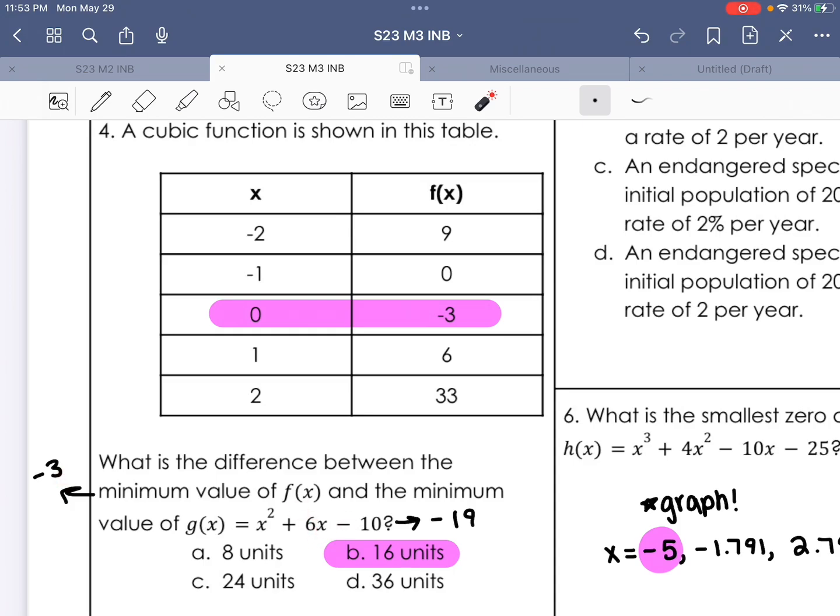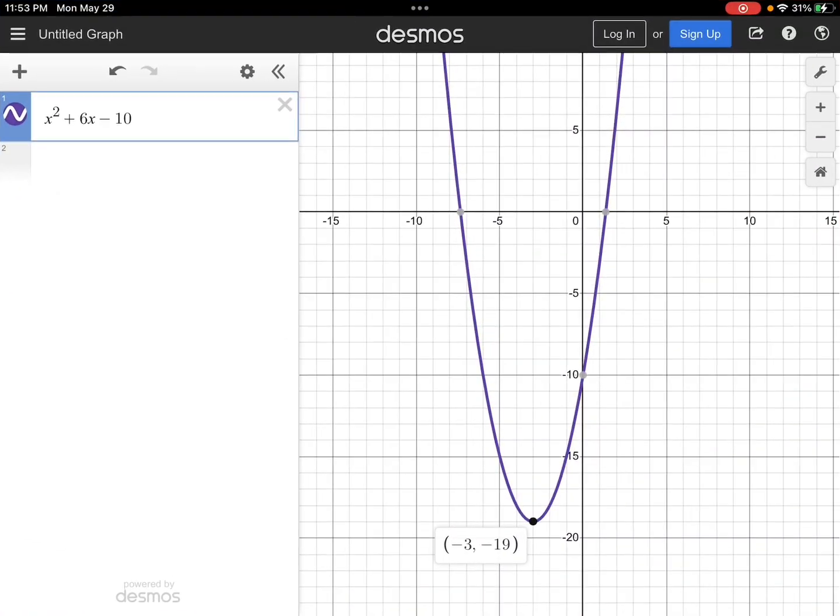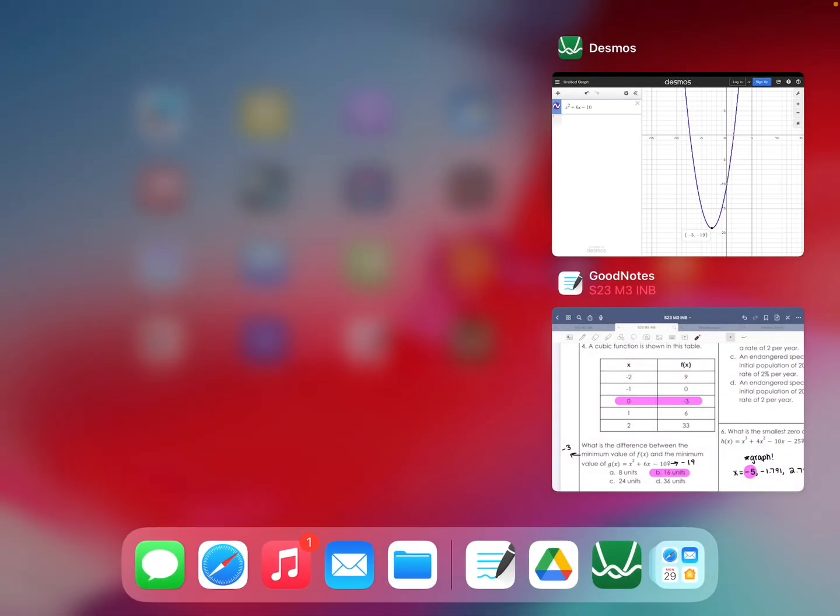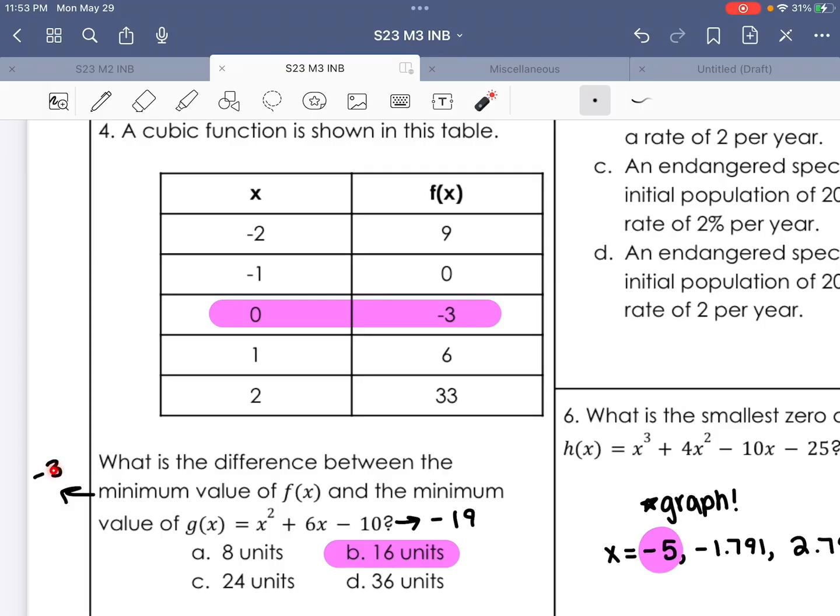And for this one, we actually had to graph. And that one ended up being at -19. So the minimum of the first one's at -3. Minimum of the second one is at -19. They want to know the difference between them. My first thought was -16, but remember, we're measuring the distance. And even if you travel back in time, you're not traveling a negative distance. So it'd be positive 16 units.